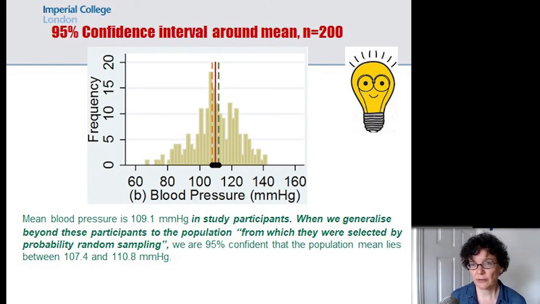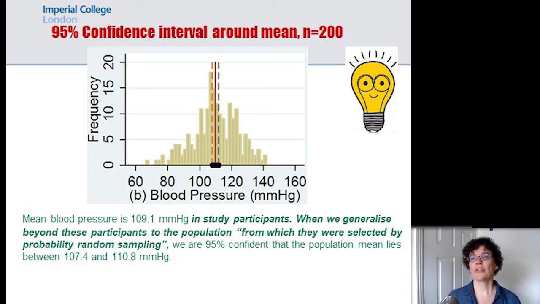This is returning to my favourite slide about confidence intervals. It shows the spread of blood pressure between patients, which is quite wide, and then it shows a very much narrower interval, which is the confidence interval on mean blood pressure. This is because we've got quite a precise estimate of population mean blood pressure, so it's a fairly narrow interval with our sample size of 200 selected at random.